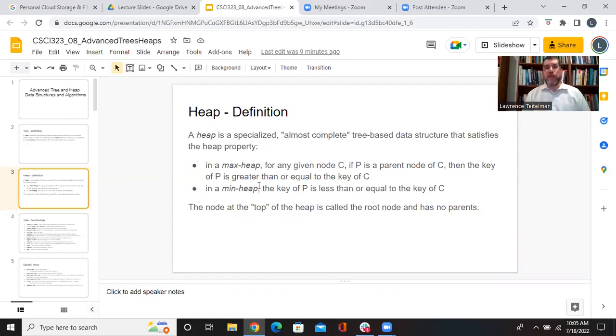And in a min-heap, it's the other way around, right? So the parent has the smallest value, and its children are going to be larger than that, and each of those nodes' children in turn will have children that are larger than it, right? So that's a heap, all right?